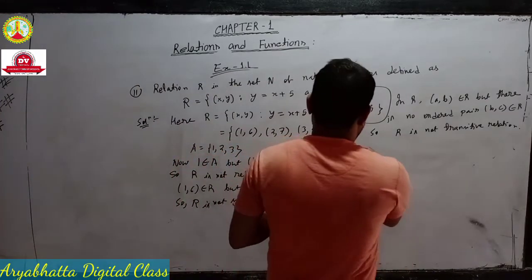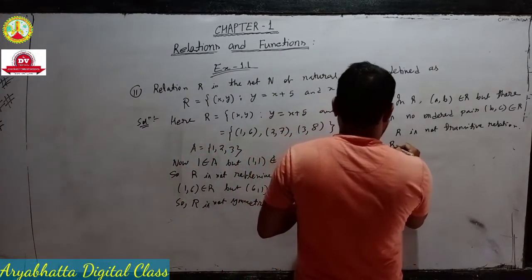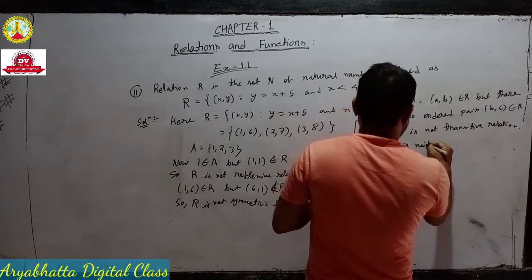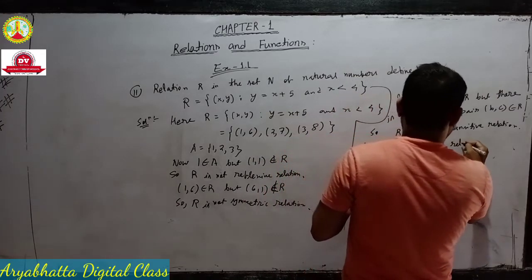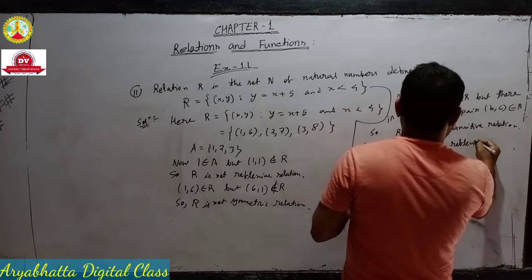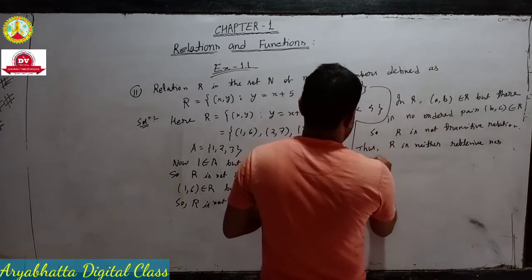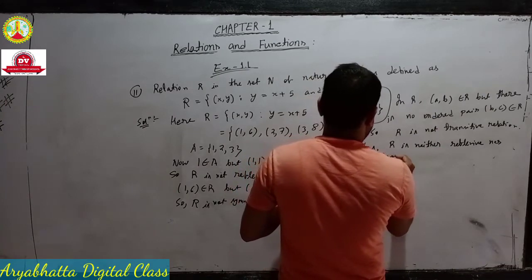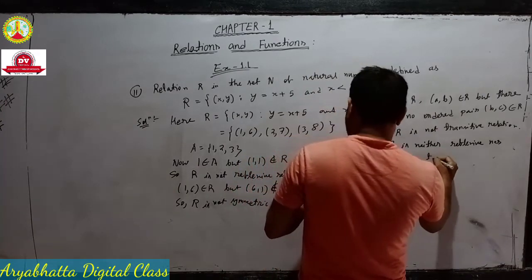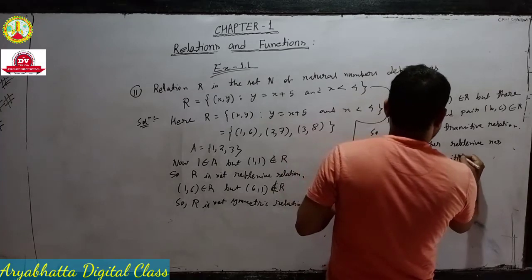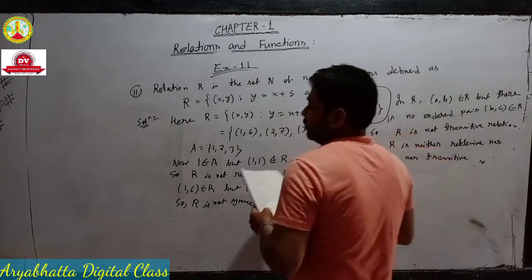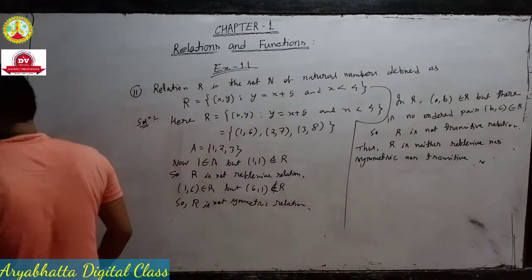Thus R is neither reflexive, nor symmetric, nor transitive. This is the correct answer. Therefore, R is neither reflexive, nor symmetric, nor transitive.